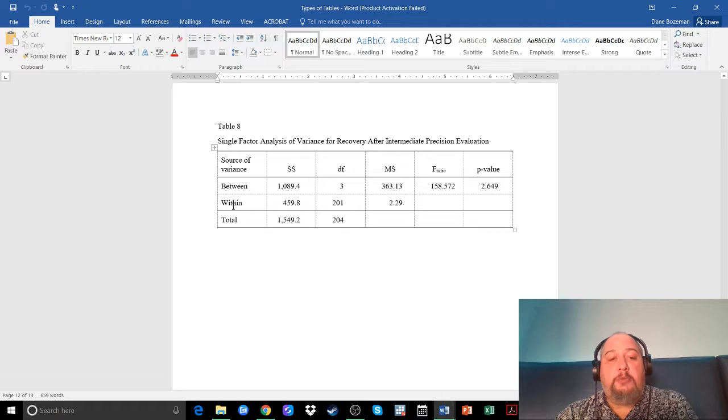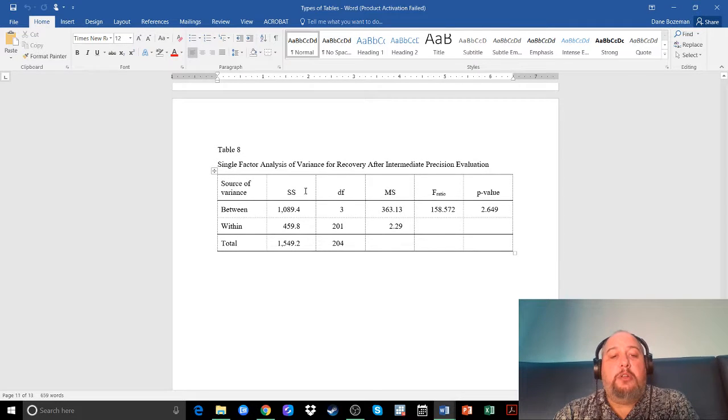Your between and within sources of variance. So between just means between the groups. So if my null hypothesis deals with trying to find the difference between three groups, which is what I do in analysis of variance, I want the sum of squares to be larger than the sum of squares for within. And so basically, this tells me here's the difference between groups, here's the difference within groups. I would like for this number to be larger than this number.